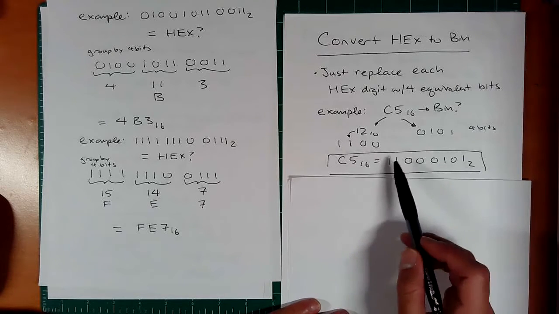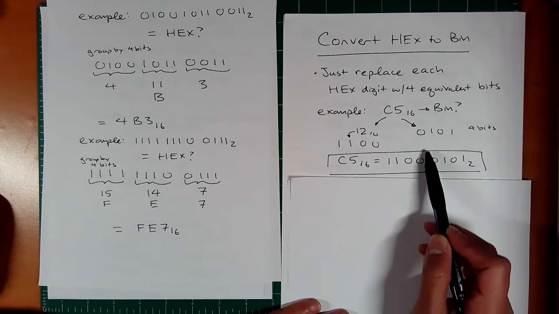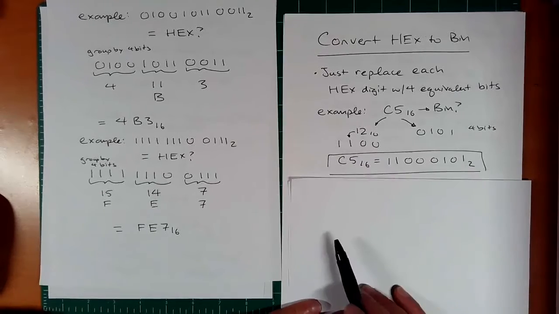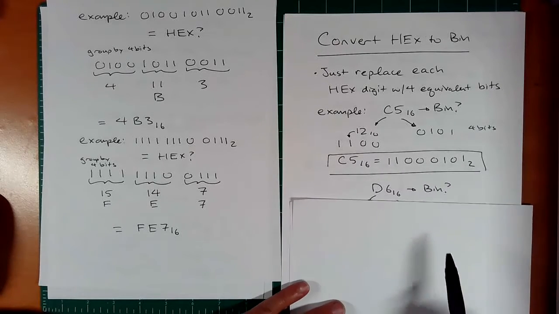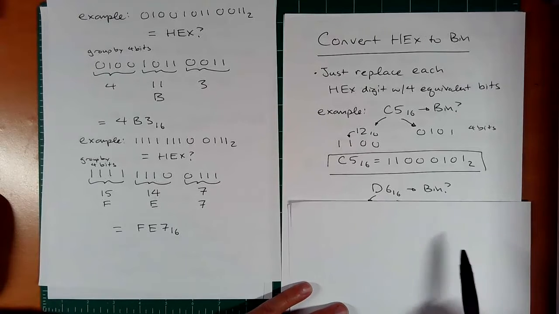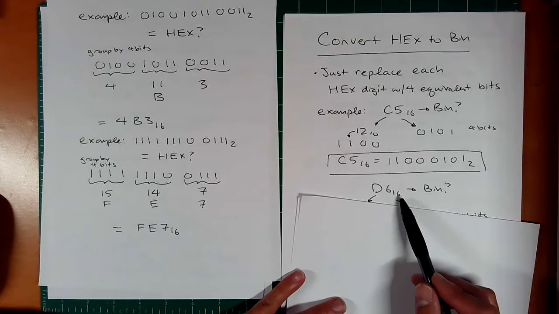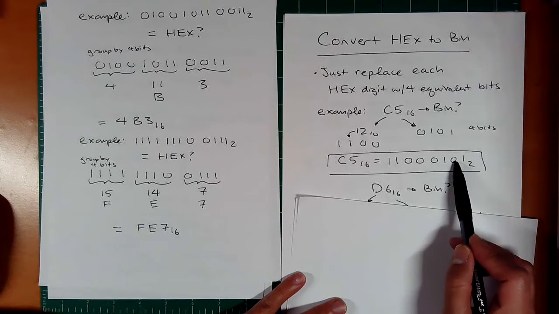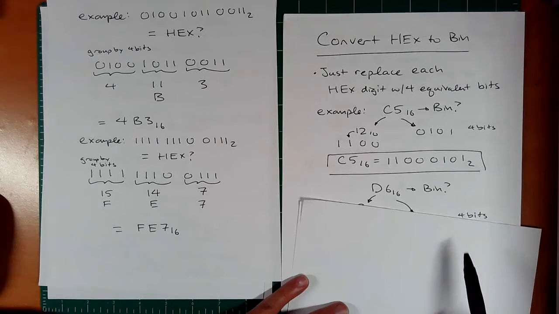And so C5 is going to be 1100, 0101. Perfect. Pretty straightforward, right? Okay, let's do a last one. D6 base 16 to binary. All right, 6, that's going to be, well, we have ones place, twos place, fours place. So I believe it's 0110.